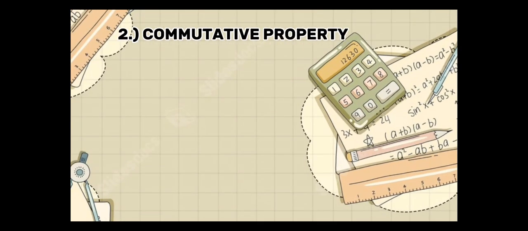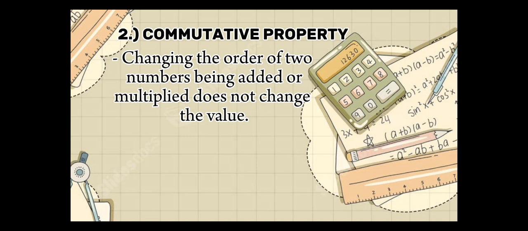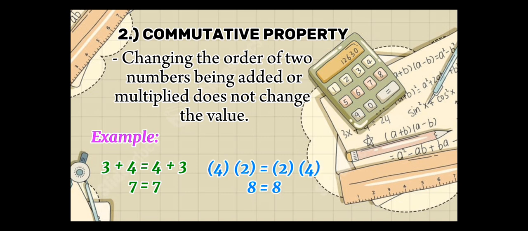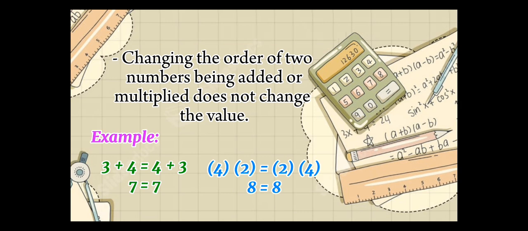Number 2 is the commutative property. Commutative property: changing the order of two numbers being added or multiplied does not change the value. It means the commutative property says that for addition and multiplication, changing the order doesn't change the answer. For example, 3 plus 4 is the same as 4 plus 3, both equal to 7. And 4 times 2 is the same as 2 times 4, both equal to 8. As you can see, even though we change the order of the two numbers, the answer doesn't change. And that's the commutative property.